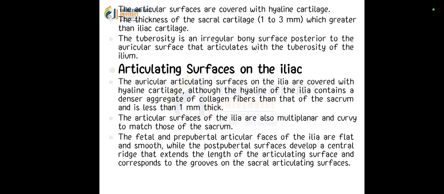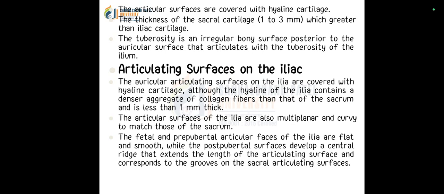The articular surfaces are covered with hyaline cartilage. The thickness of the sacral cartilage is 1 to 3 mm, which is greater than iliac cartilage. The tuberosity is an irregular bony surface posterior to the articular surface that articulates with the tuberosity of the ilium.